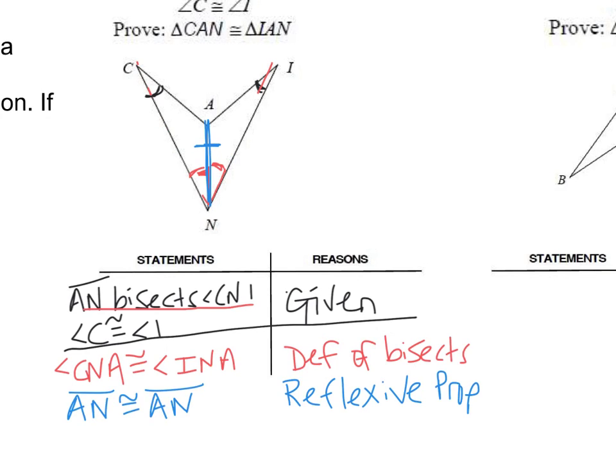Why, yes it is. They both have angle, angle, side. So I can make a statement about my triangles. So triangle CAN is congruent to triangle IAN by angle, angle, side.